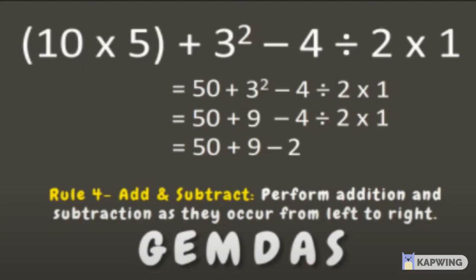Ten times 5 plus 3 to the second power minus 4 divided by 2 times 1 equals 50 plus 3 to the second power minus 4 divided by 2 times 1, equals 50 plus 9 minus 4 divided by 2 times 1, equals 50 plus 9 minus 2.